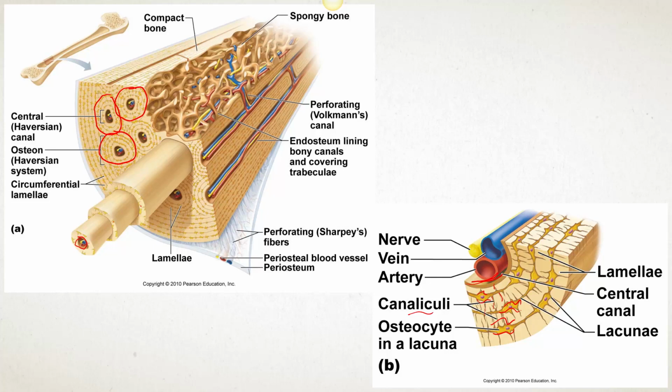Bone is living tissue. So because bone is living tissue, all of these osteocytes need nutrients. And for that reason, we have to have a blood supply going through the bone.